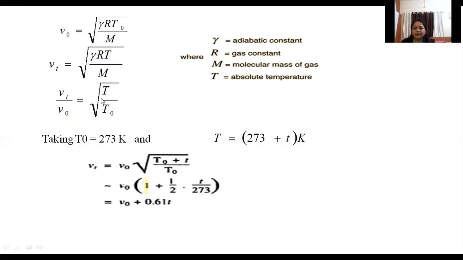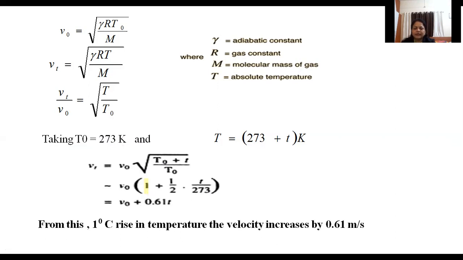And if we take T0 is equal to 273 Kelvin, then T is equal to 273 plus t. Now if we put these values in this equation and find out Vt, meaning the velocity at t, then we get V0 under root of T0 plus t upon T0. By simply doing the mathematical steps, T0 will get cancelled, and by putting these above values, that T0 is equal to 273 and T is equal to 273 plus t, the final value of Vt is equal to V0 plus 0.61 into t.